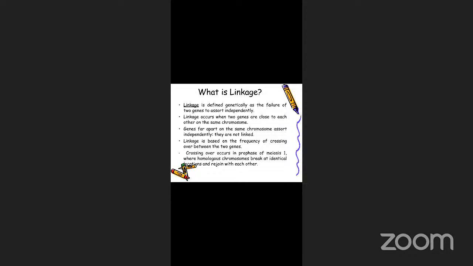I told you in the cell division. The homologous chromosomes break at identical positions and they rejoin. That is called crossing over. In that we will get different combinations. Ma'am, what is the difference between linkage and crossing over? Linkage is a normal process. Crossing over means we will get hybrid varieties.